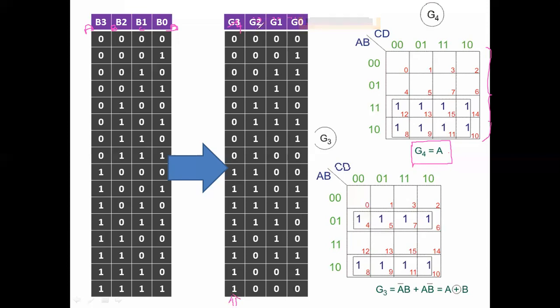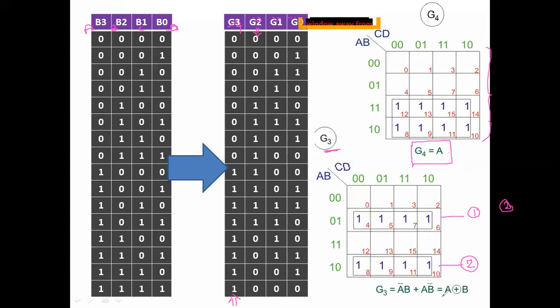Similarly for G3, that means this column. So by taking this with the same variables A, B, C, D, for getting G3, after filling this, the grouping is here 4 ones grouping. So this is the first group, 4 ones grouping. This is the second 4 ones grouping. So once you group, from that you can take the common variables. 0, 1 as a common variable for this first grouping. 1, 0 is the common variable for the second grouping.